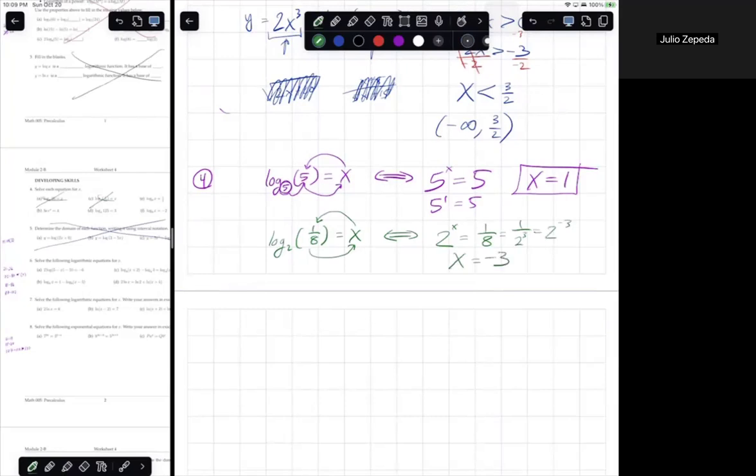The negative is required because that gives you the reciprocal of 2, which is only 1/2, and we want 1/8. So we raise that to the third power. Negative 3 will do the job. All right.